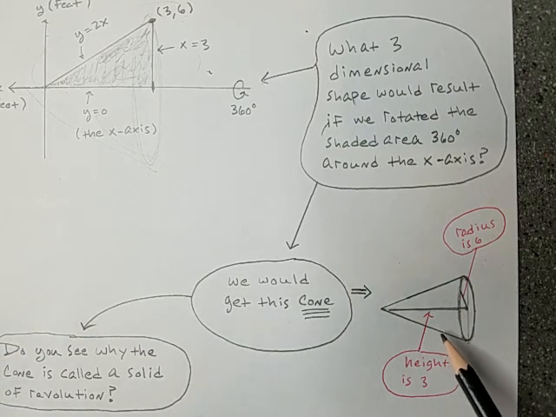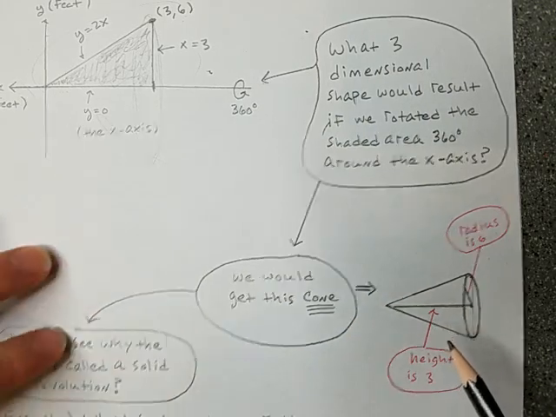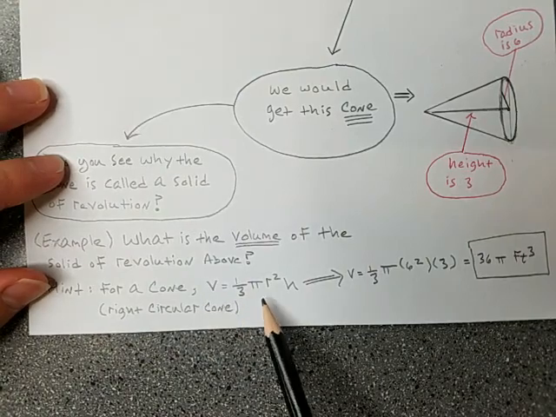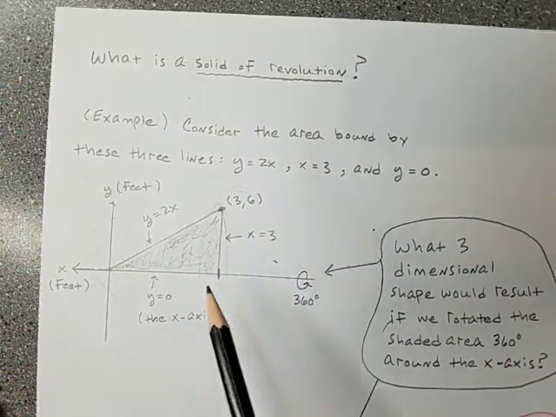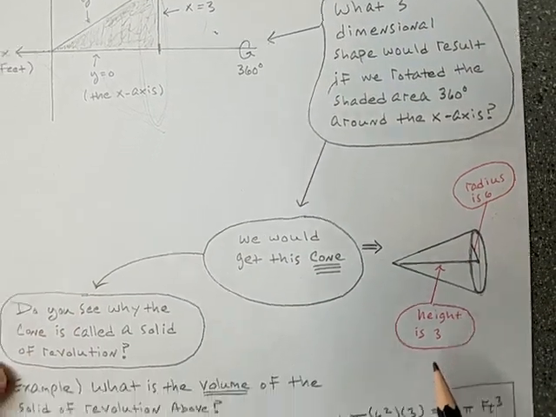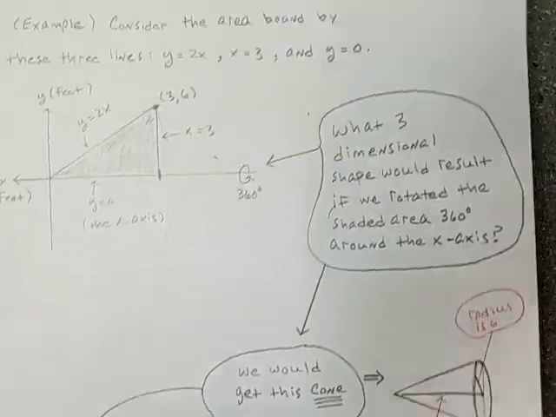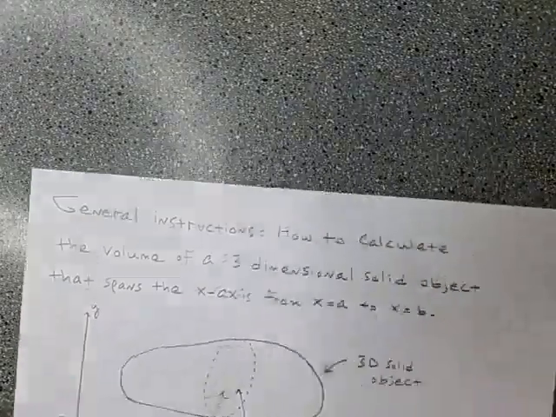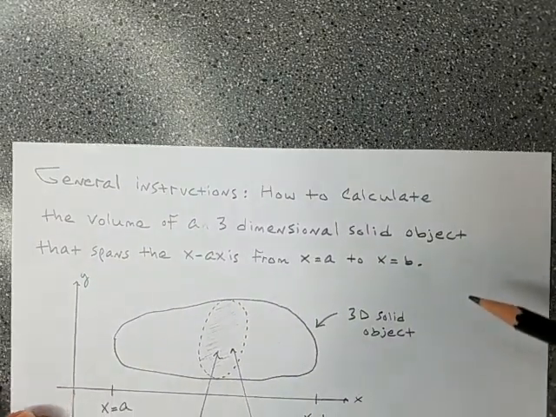Like that shape is called a cone, and there is a standard formula for its volume. If this shape was unusual here, we wouldn't have a name for the solid of revolution, and we wouldn't have a formula for it either. So we need to consider what would happen. So I thought that I would give you some general instructions, okay?